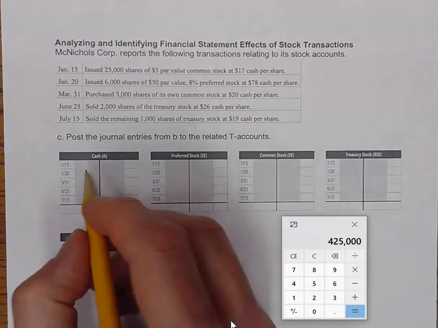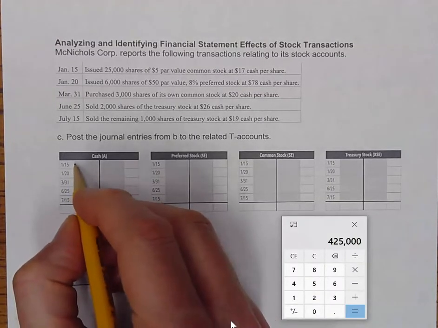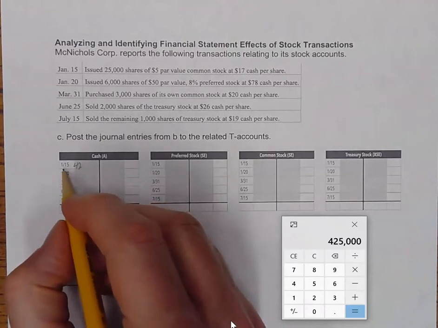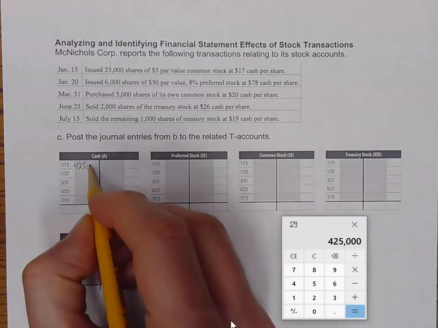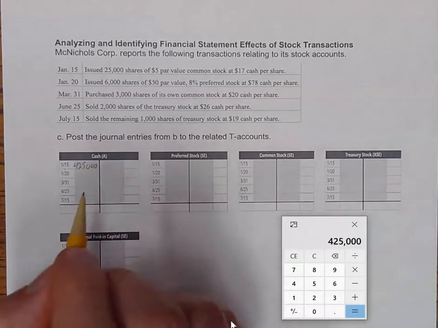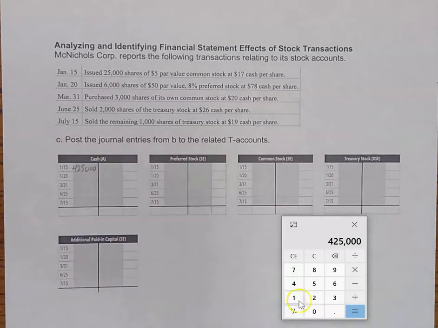So we're going to go over here to the left side of cash, and I'm going to squeeze this in. That does say 1/15 there. You may not be able to read that, but I'm going to put my $425,000 there. Okay.